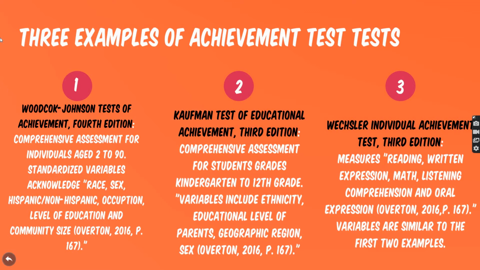This is a comprehensive assessment for individuals aged 2 to 90. Standardized variables acknowledge race, sex, Hispanic, non-Hispanic, occupation, level of education, and community size. The Kaufman Test of Educational Achievement, 3rd edition, is also a comprehensive assessment for students, but these are for grades kindergarten to 12th grade. And variables include ethnicity, education level of the parents, and geographic region. Sex is also included.